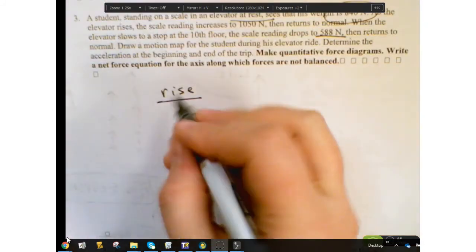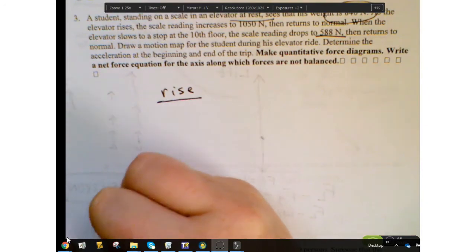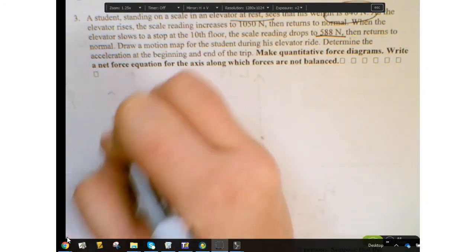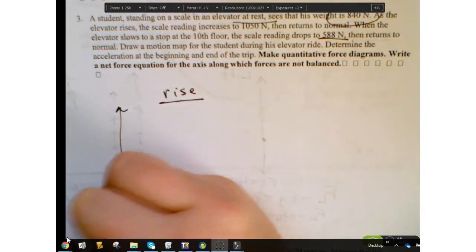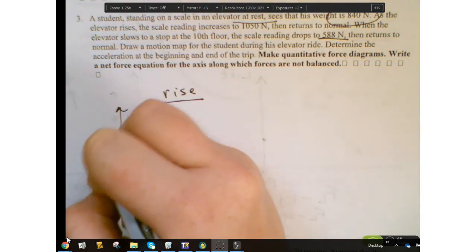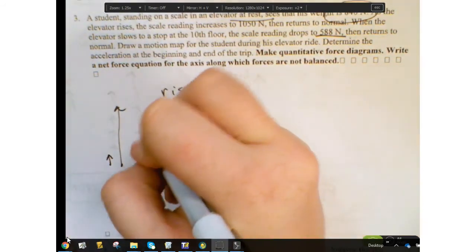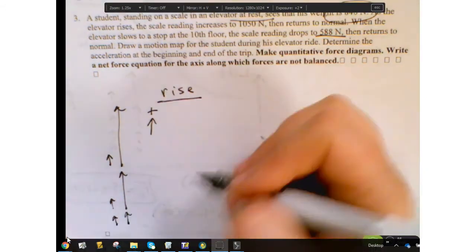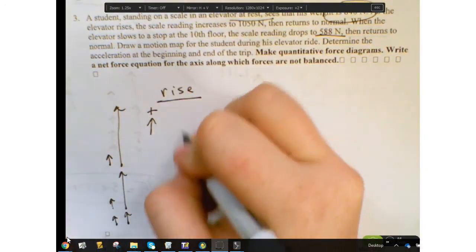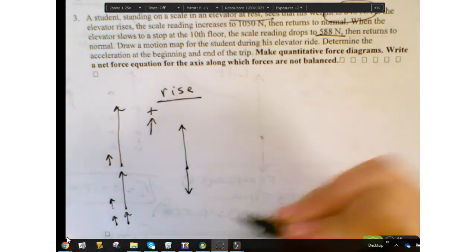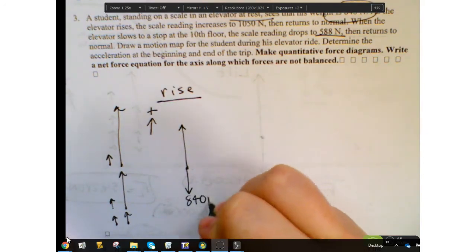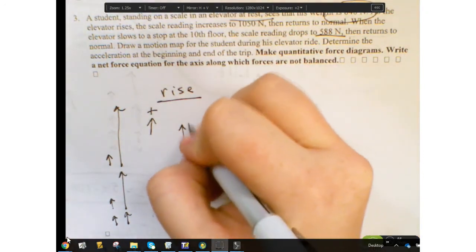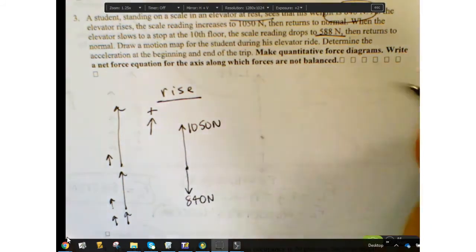So we know when he's going up, he is actually accelerating, so the velocity for some period of time is getting bigger, and I want to stick with my sign convention that up is positive, so I have a positive acceleration here. That means my upward force must be larger than my force of gravity, so I have 840 newtons here and 1050 newtons here.